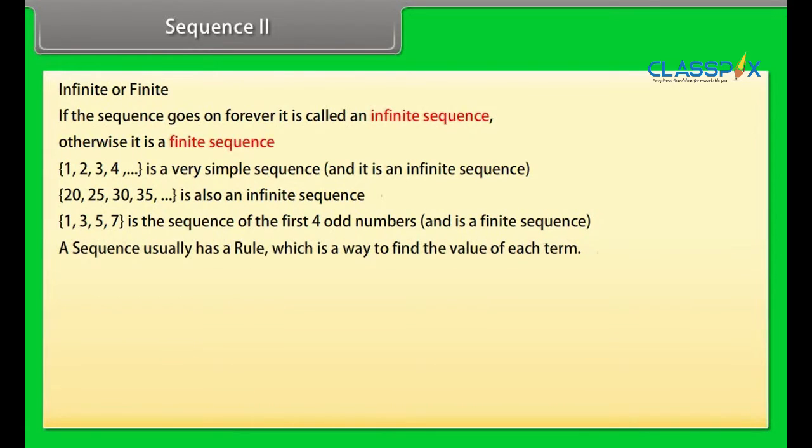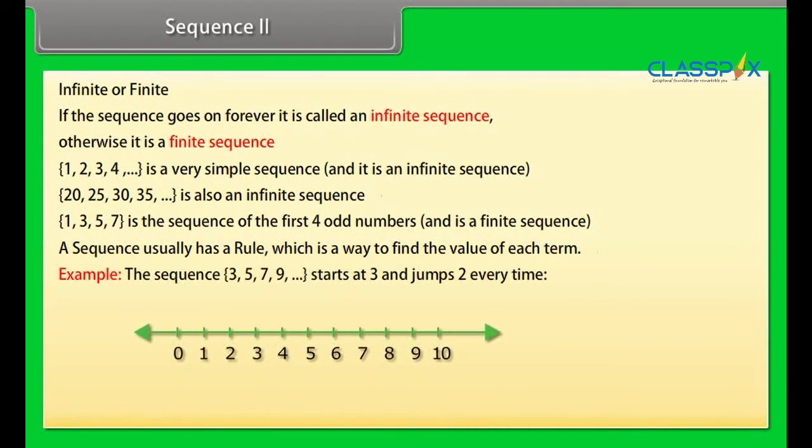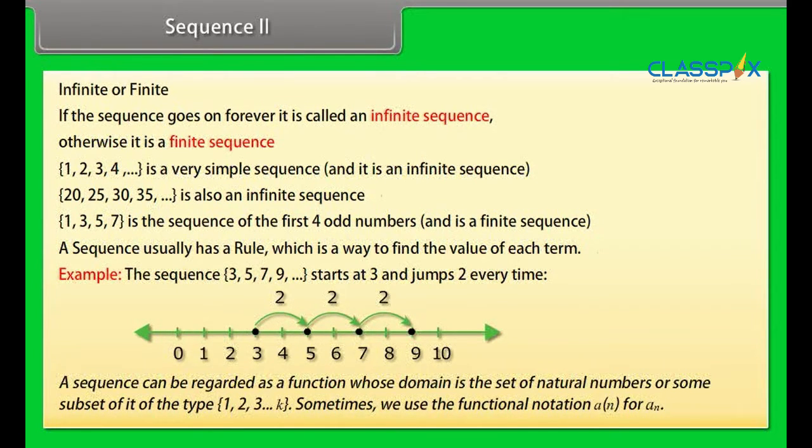A sequence usually has a rule, which is a way to find the value of each term. Example, the sequence 3, 5, 7, 9 and so on starts at 3 and jumps 2 every time. A sequence can be regarded as a function whose domain is the set of natural numbers or some subset of it of the type 1, 2, 3, up to k. Sometimes we use the functional notation a(n) for an.